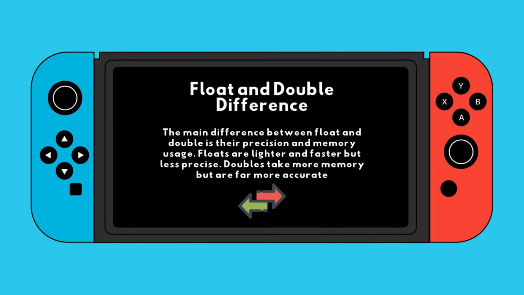Float and double difference. The main difference between float and double is their precision and memory usage. Floats are lighter and faster but less precise. Doubles take more memory but are far more accurate.